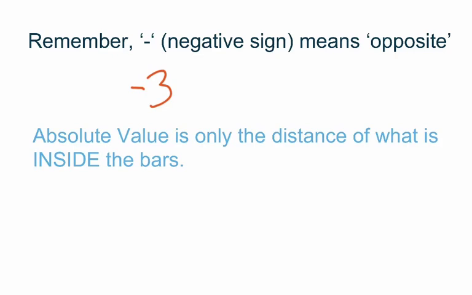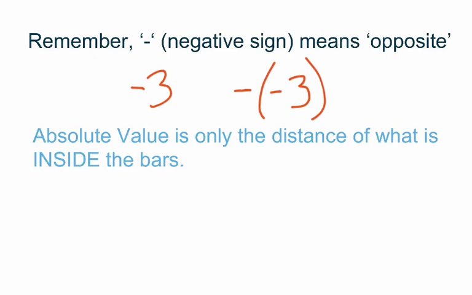Okay, so the negative sign always means opposite. One thing we haven't talked about previously is what if there's more than one negative sign? That would often be written like this. You'll see parentheses around your negative numbers, and that's just trying to keep the negative sign with the number.